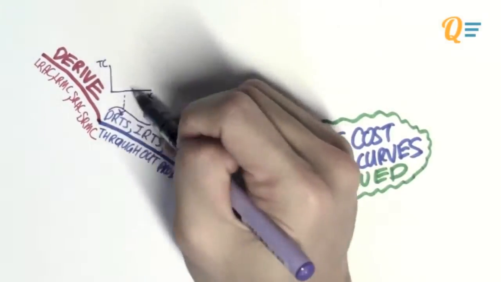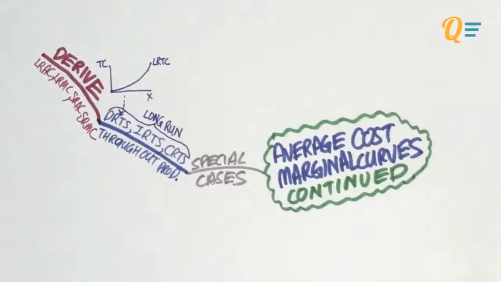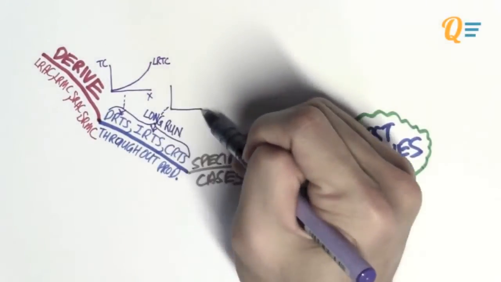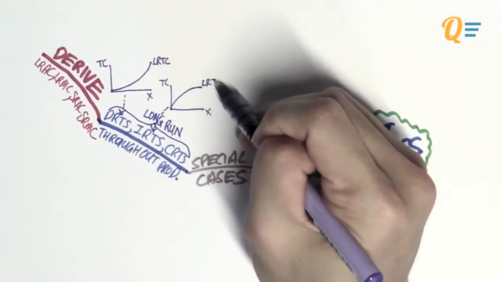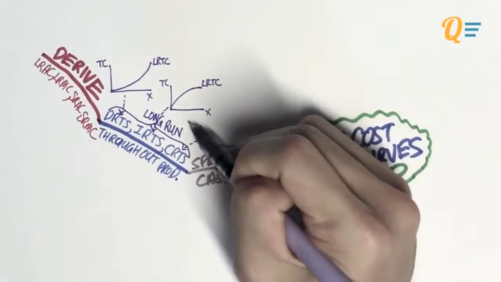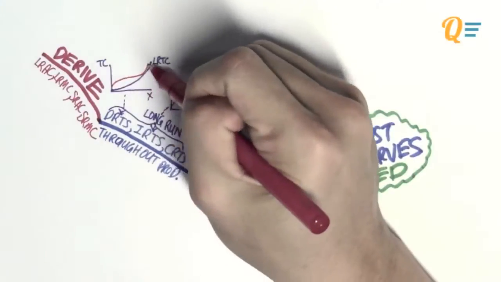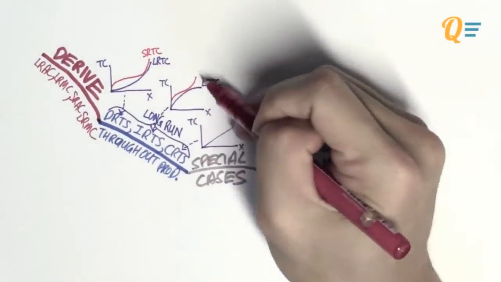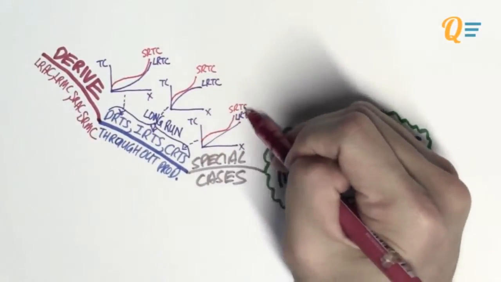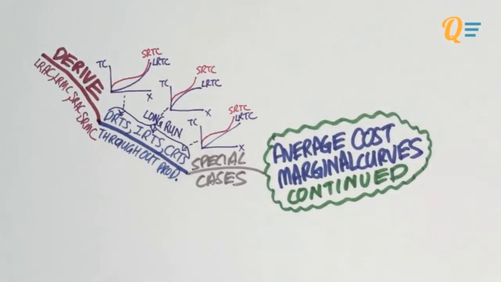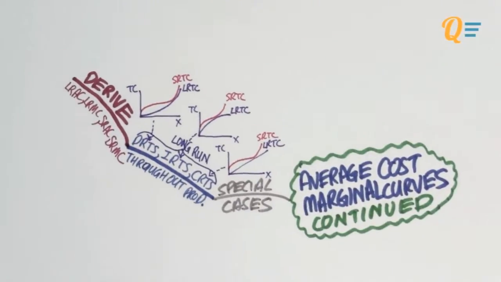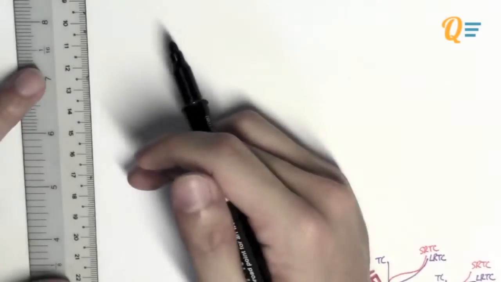So we know that when it's decreasing returns to scale, your LRTC is going to look like this. When it's increasing returns to scale, your LRTC is going to look like that. And when there's constant returns to scale, the long run total cost is simply a straight line. So what we're going to do is add in our short run total cost curves to these three different graphs over here. And from there, we're going to derive the different average cost as well as the marginal cost. So let's begin with the case where there is decreasing returns to scale throughout.